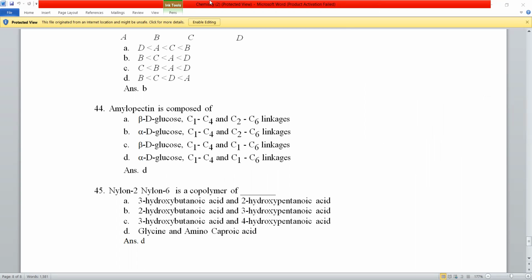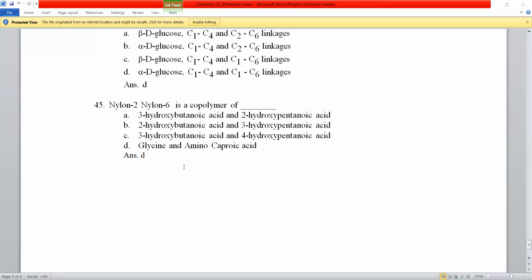Next, question number 45. Nylon 2 nylon 6 is a copolymer of glycine and aminocaproic acid: nylon 2 is glycine and nylon 6 is aminocaproic acid. Option D is the right answer, glycine as well as aminocaproic acid.